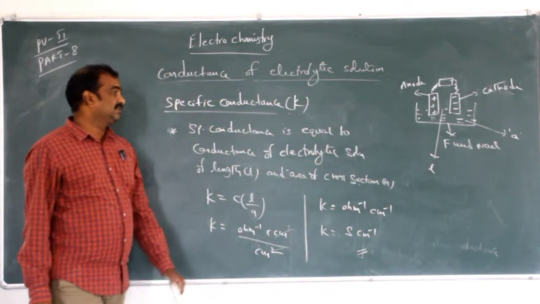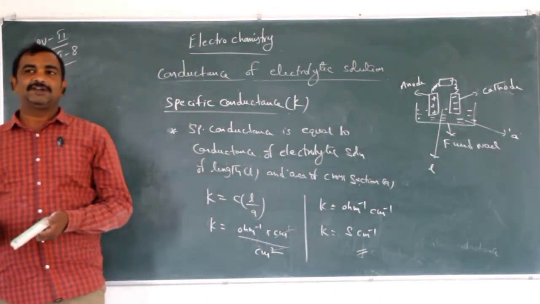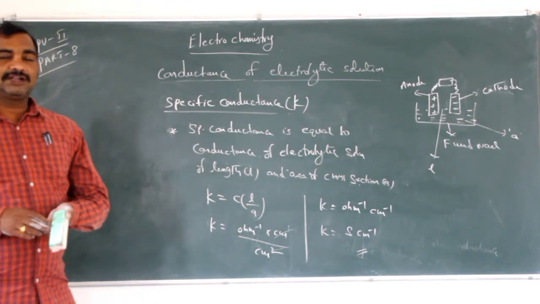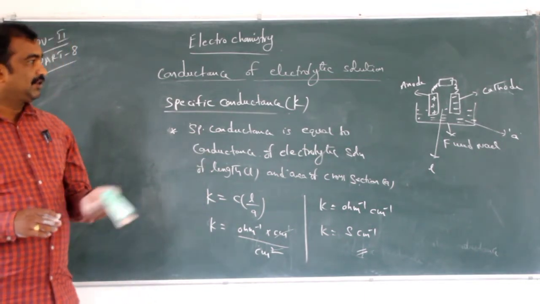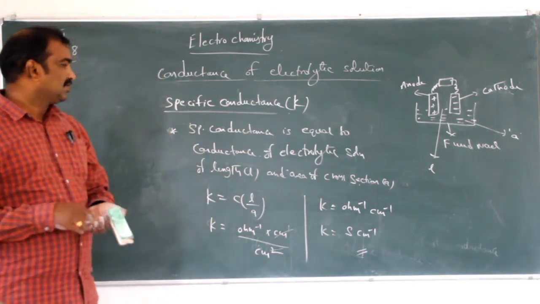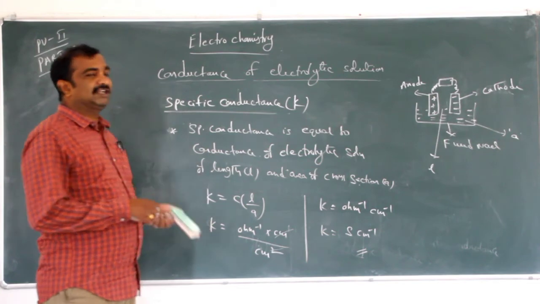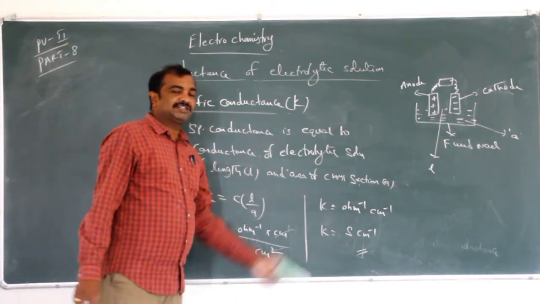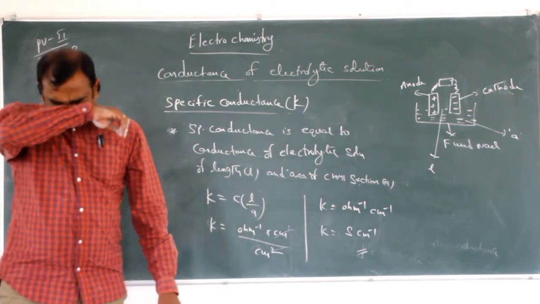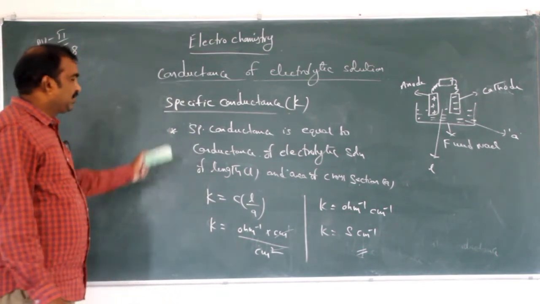Specific conductance is nothing but the conductance of an electrolyte solution of length between the two electrodes L and area of cross section A. So this is about specific conductance, and the units are ohm inverse centimeter inverse, or Siemens centimeter inverse. Take a note of this.